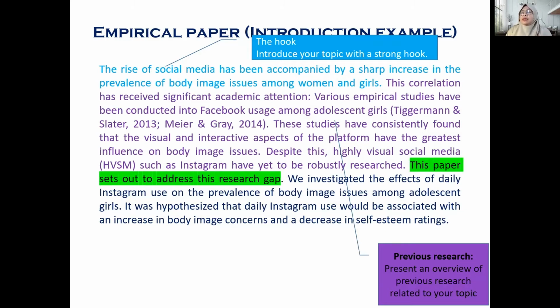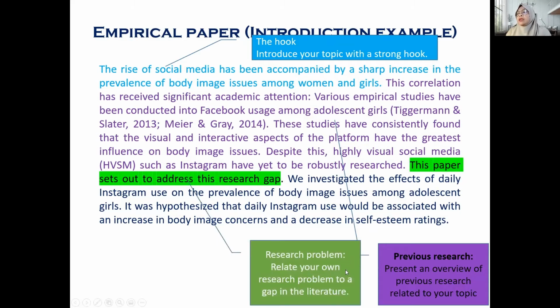Then the next sentence is to show the gap, what you want to do. Relate your research problem to a gap in the research. So this paper set out to address this research gap. So where is the gap? It is that visual social media such as Instagram has not been studied yet, has not been robustly researched.